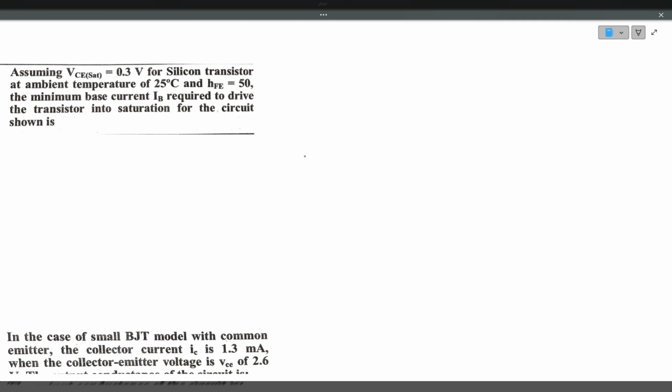So the question is very direct here. This is the circuit we have to draw. This is a common emitter configuration. Collector resistance is given as 1 kilo ohm. This diagram is given in the question itself. This is the base current IB. VCC is plus 5 volts.